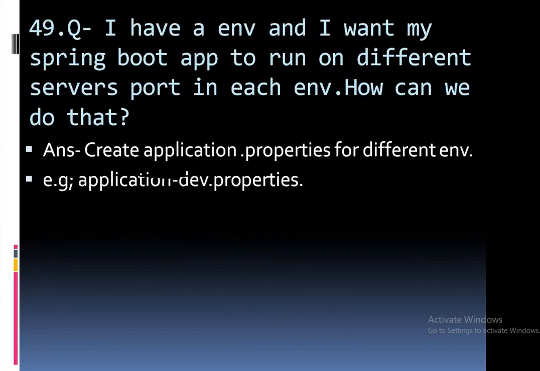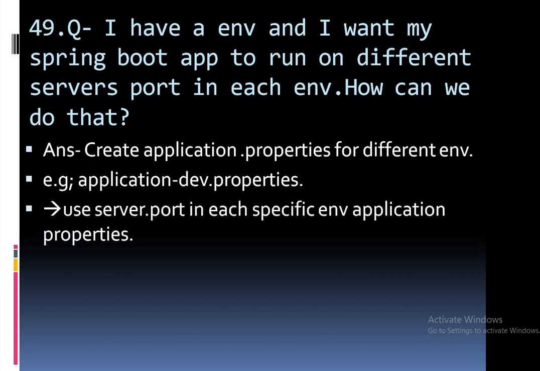The next question is, I have an environment and I want my Spring Boot app to run on different server ports in each environment. How can I do that? Create application properties for different environments. If you have three environments, then you need to create three application.properties files and use server.port in each specific environment's properties file, mentioning the particular port number you should use.